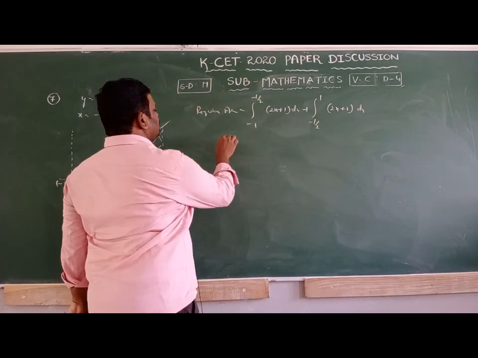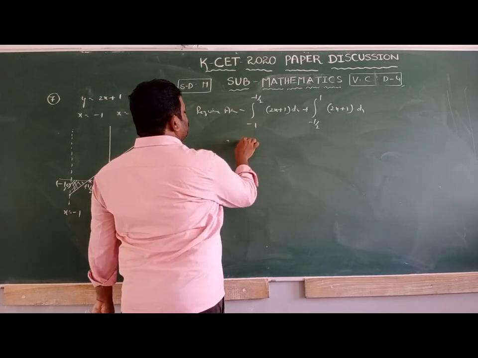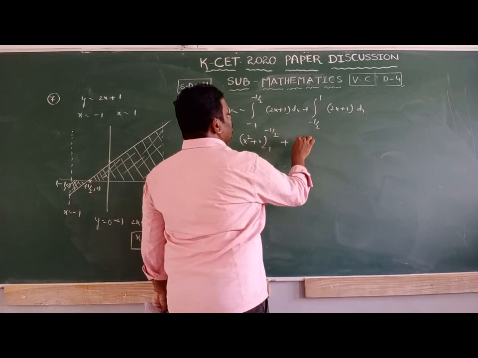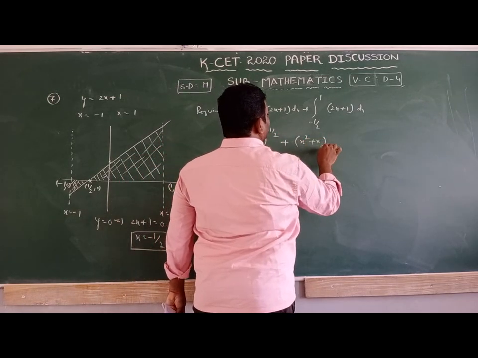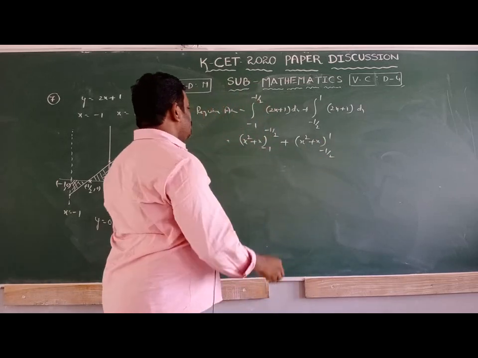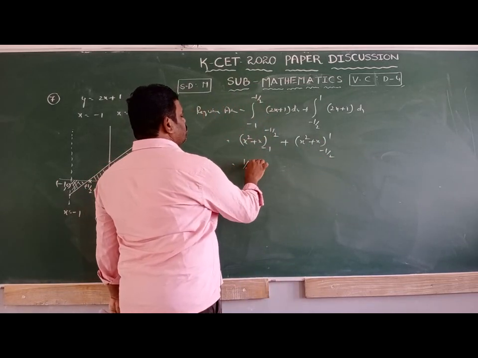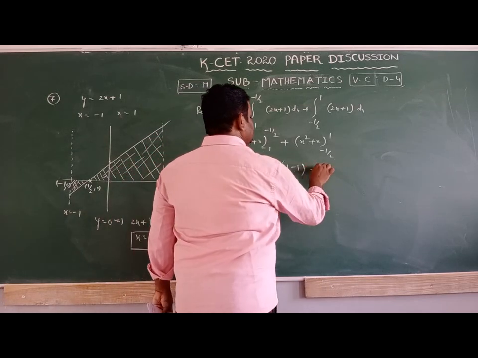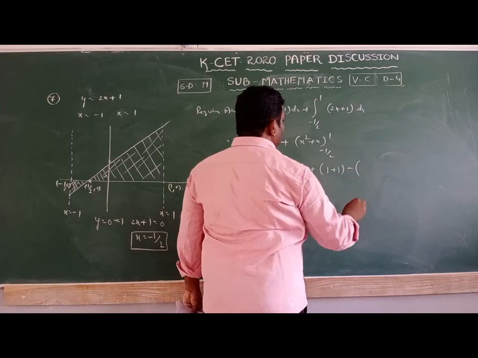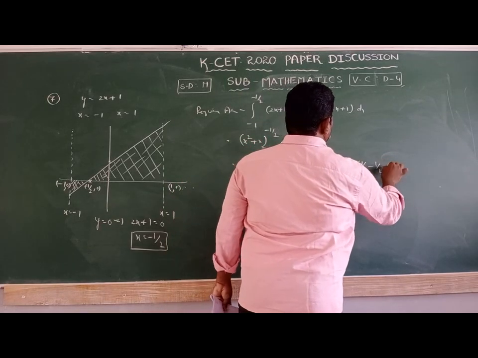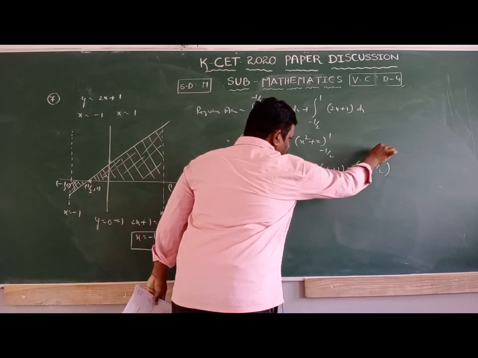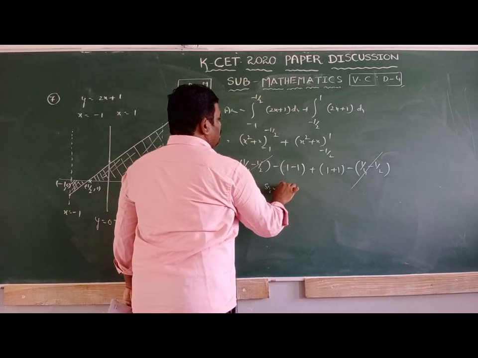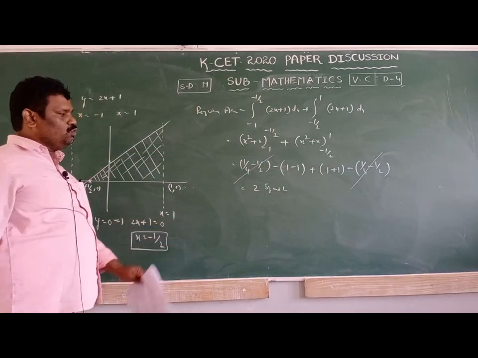Now simplifying this, it is 2 into x square by 2, that is x square plus x, from minus 1 to minus 1 by 2, then also x square plus x from minus 1 by 2 to 1. Now substituting the values: 1 by 4 minus 1 by 2, minus half. One is the positive quantity, the other is the negative quantity, both cancel. This is 0. So the area is 1 plus 1, which is 2 square units.